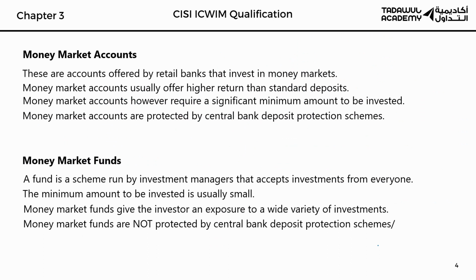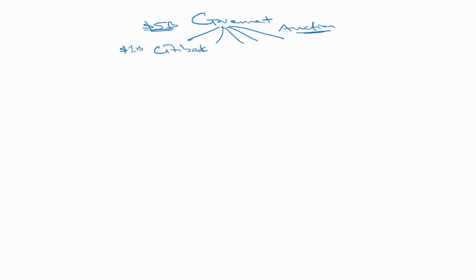So, what two options do we have when we invest in the money market? Let me start a new page just to make things clearer for you. Usually when the government issues bonds, it issues bonds in an auction. Let's say the US government is issuing $5 billion of treasury bills. It makes an auction and invites the banks to bid for it. Let's say Citibank buys $1 billion worth of treasury bills.